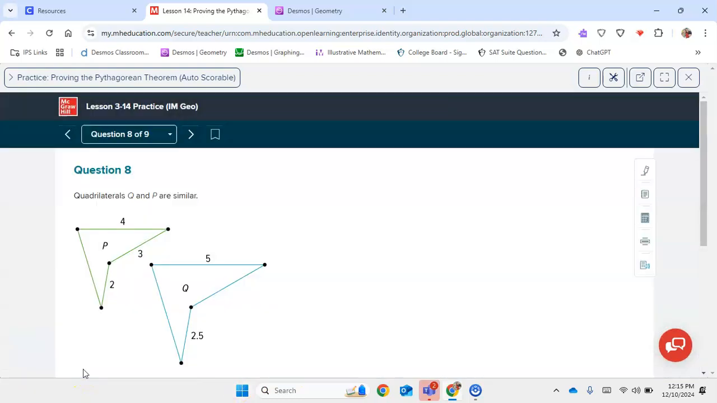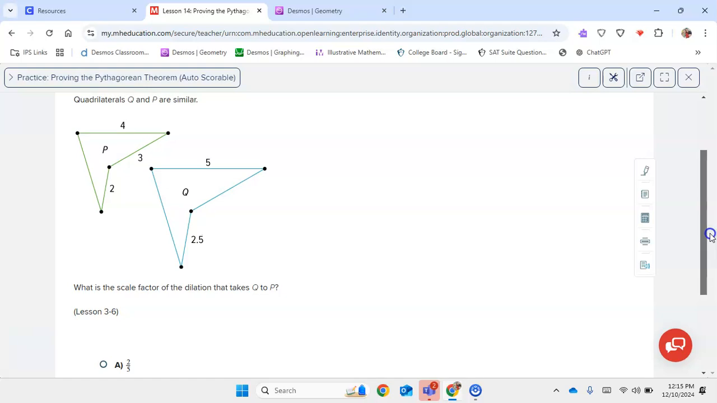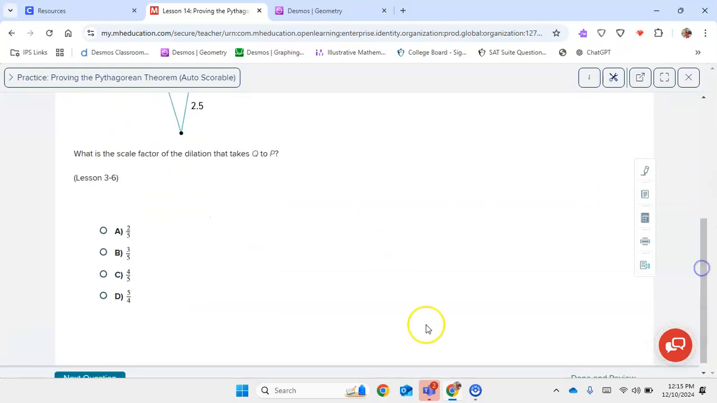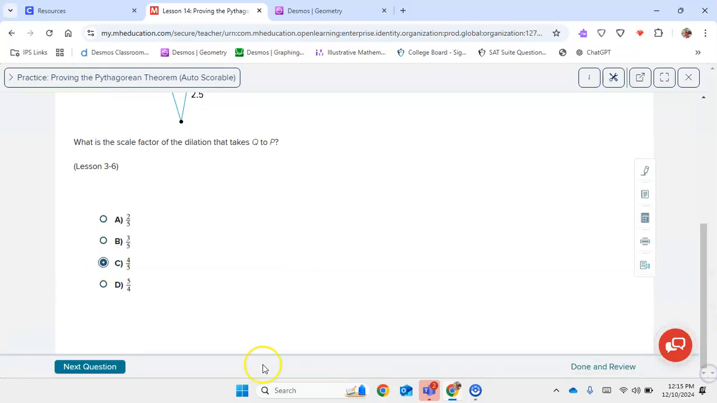Question 8. Quadrilaterals Q and P are similar. What is the scale factor of the dilation that takes Q to P? Q to P gets smaller, so its corresponding sides are 4 and 5. Since it gets smaller, it'd be 4 divided by 5. It would be a number less than 1.